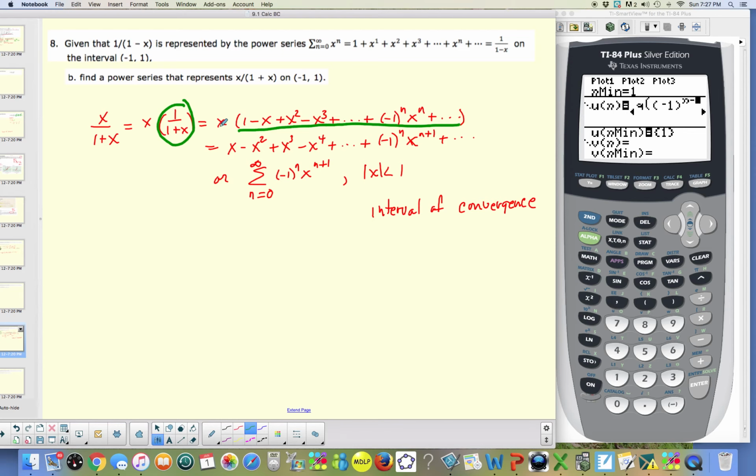And then I'm going to distribute the x all the way through, and this is now the representation. This will represent this function right here as long as the absolute value of x is less than 1. And this requirement for x is what we call the interval of convergence. In other words, it only matches when the graph matches this as long as x meets that stipulation.